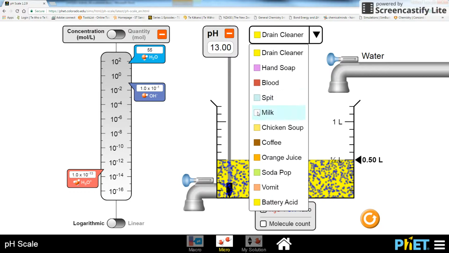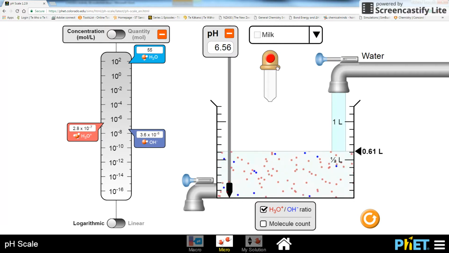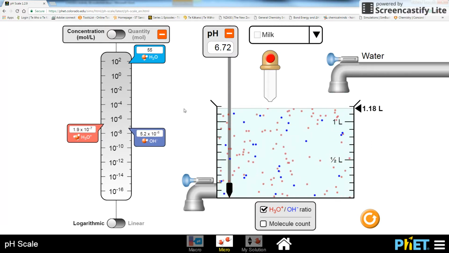If I have, say, something like milk, which is not particularly acidic, then you'll notice I've got a lot fewer hydronium ions, but I have even less hydroxide ions. So although these look quite close together in terms of the log scale, I still have a lot more hydronium ions. So explore this, see what happens when you add water, and notice as you add the water, your amount of hydronium ions decreases, the concentration decreases, so the pH will increase because it does the opposite.